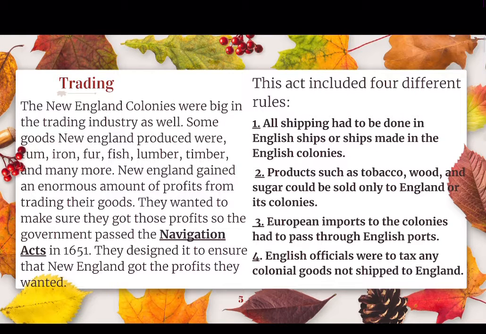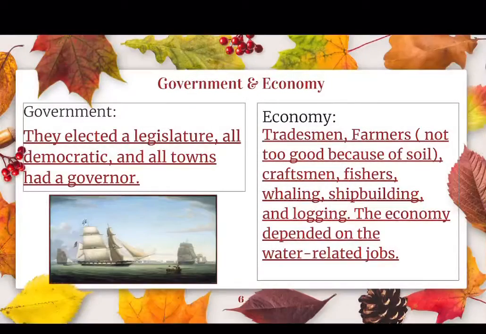This act included 4 different rules. 1. All shipping had to be done in English ships or ships made in the English colonies. 2. Products such as tobacco, wood, and sugar could be sold only to England or its colonies. 3. European imports to the colonies had to pass through English ports. And 4. English officials were to tax any colonial goods not shipped to England.